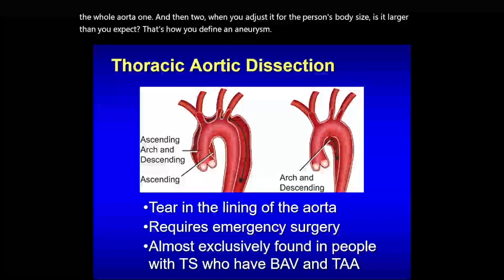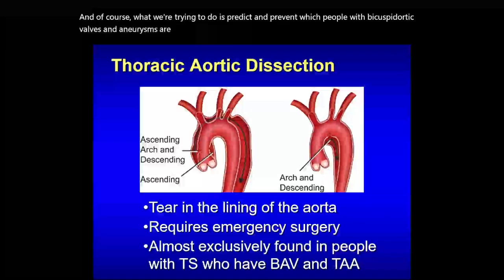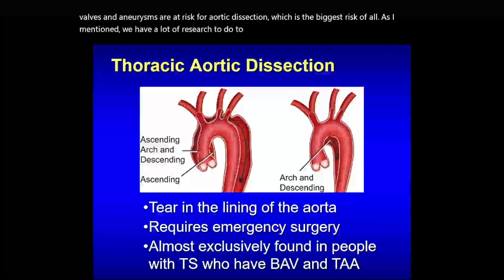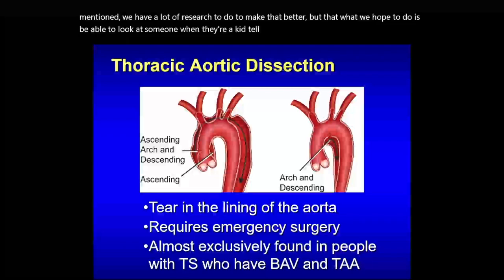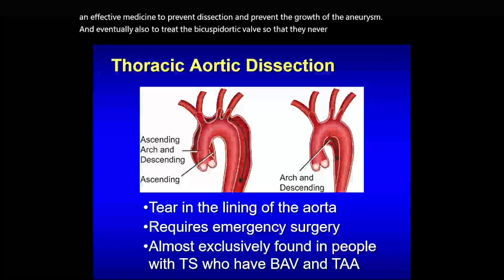And of course, what we're trying to do is predict and prevent which people with bicuspid aortic valves and aneurysms are at risk for aortic dissection, which is the biggest risk of all. As I mentioned, we have a lot of research to do to make that better. But what we hope to do is be able to look at someone when they're a kid, tell them who is at high risk, put them on an effective medicine to prevent dissection and prevent the growth of the aneurysm. And eventually also to treat the bicuspid aortic valve so that they never need surgery. That would be the goal, right?